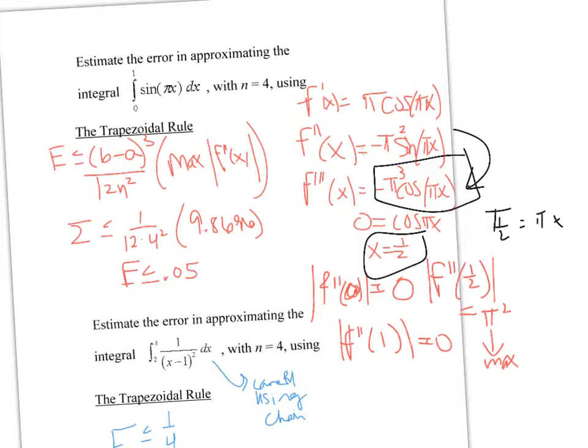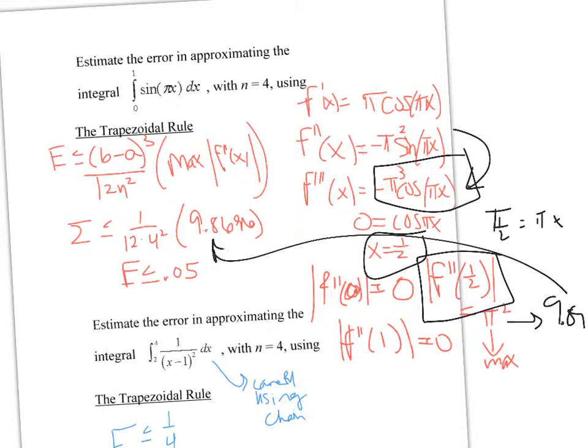So you're going to plug in the endpoints. So we have 0 and 1 that we plug in. We got 0 for both of them. So the max is actually pi squared, which comes out to be about 9.89, it looks like. So you plug that in for the max here.